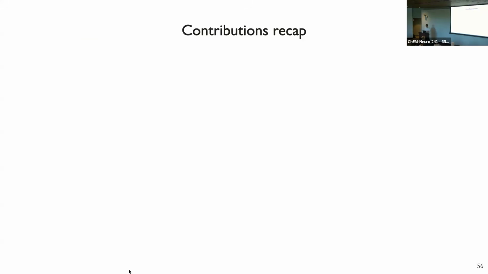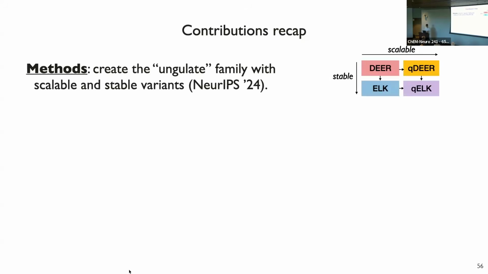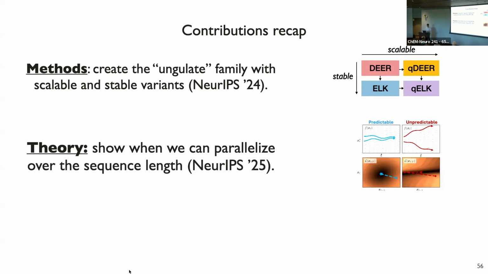Okay, so this concludes the contributions I'm presenting, my 3 papers. And again, just to recap it, I started out with a methodological contribution where I took Deer and I made it more scalable and stable, opening up a whole family of ungulate methods, including quasi-Deer and elk. Applying these to different techniques resulted in the natural question of, when can I actually hope to get a parallelization speed up from applying these ungulates?